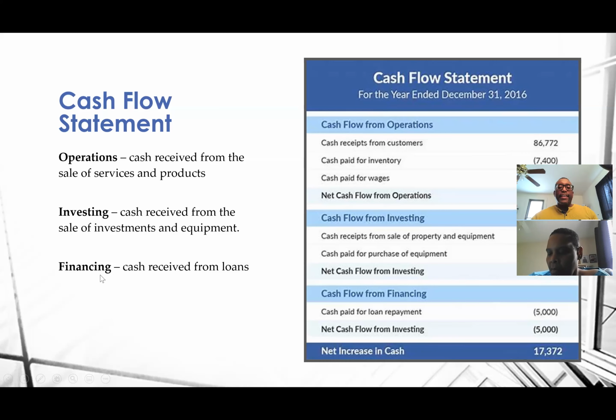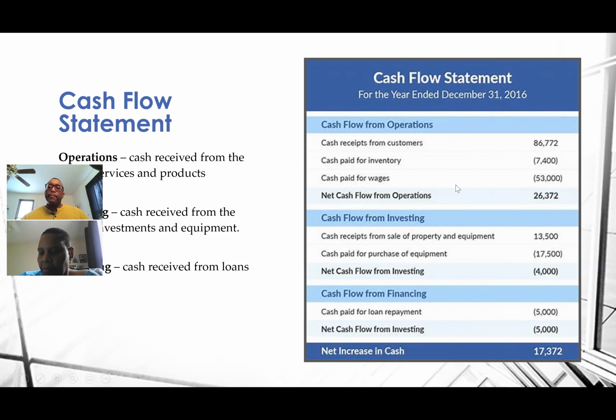And then financing is how much cash you receive from loans. So what this cash flow tells me is, is your business generating cash? Or are you taking any of your assets to convert them into cash? And are you borrowing to generate cash for your business? That's what the cash flow statement is telling me, and it gives you that through this analysis.